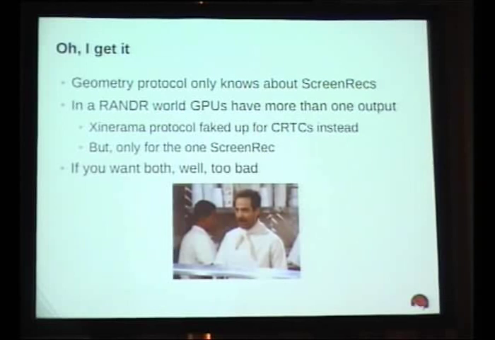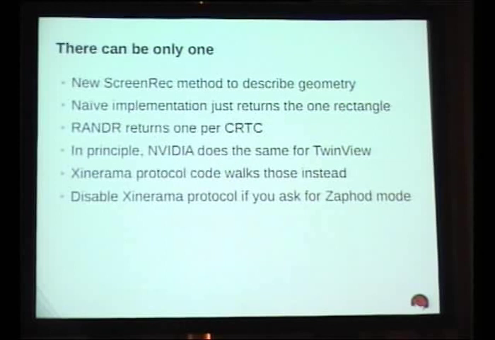This fake Xinerama protocol is only smart enough to work over the one screen rec, because we just didn't try hard enough. So if you want both of these things, if you want multiple GPUs in your system that are managed with RANDR internally, they have multiple output paths that can all be independently described, and you want to have multiple GPUs, each of which participates in this kind of consistent global view, you don't get it. It does not work right now. You get one of the two protocol implementations. I forget which. Regardless, you get an inconsistent view of the world, and it doesn't really work the way you want it. So clearly the first thing we need to do in order to get this to work is we need to fix the protocol.